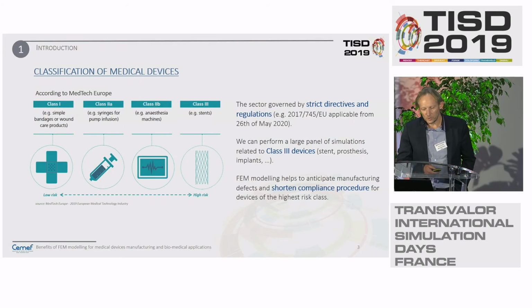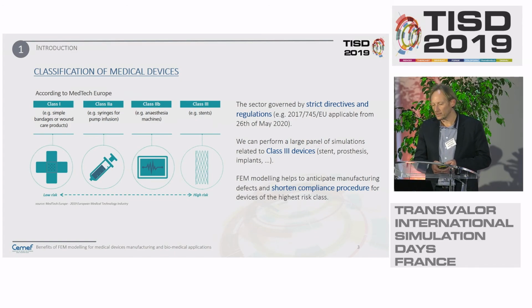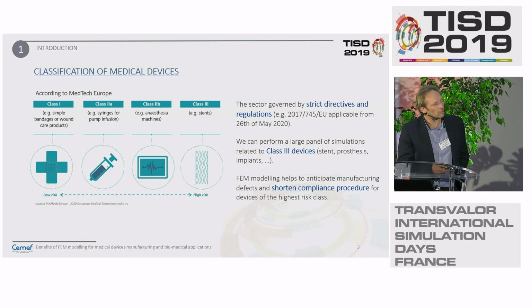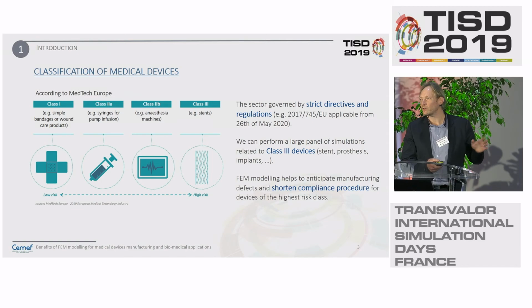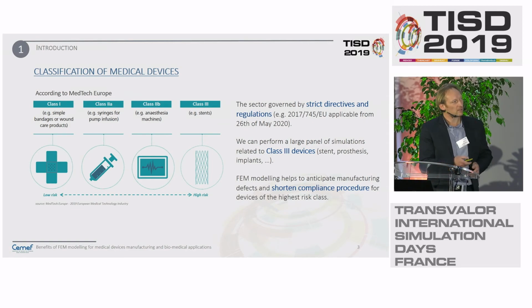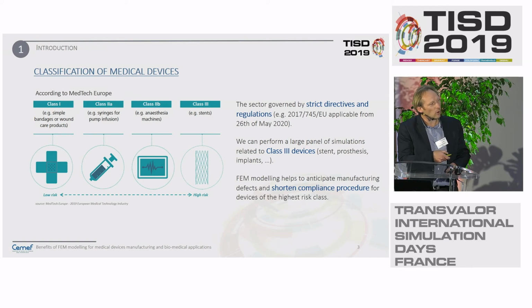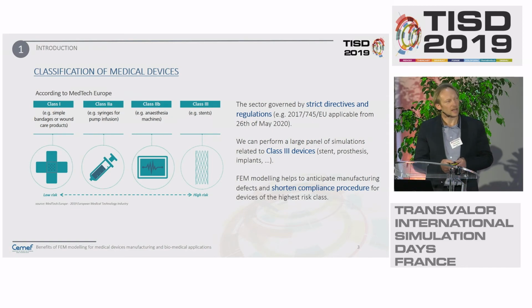So medical devices are obviously subjected to very strict directives and regulations. Up to now, they were divided into different classes, from class 1, that you can see here, for the low-risk medical devices, up to class number 3, which corresponds to the highest risk medical devices. All implantable devices belong to this third class. Of course, the compliance procedure takes a long time. It's easy in the first case, and it's more and more complex when you go up to the third class.